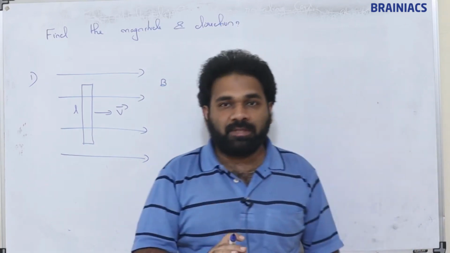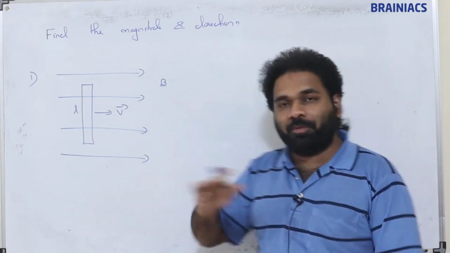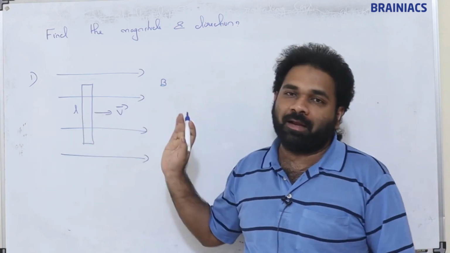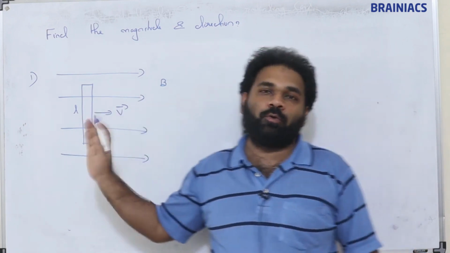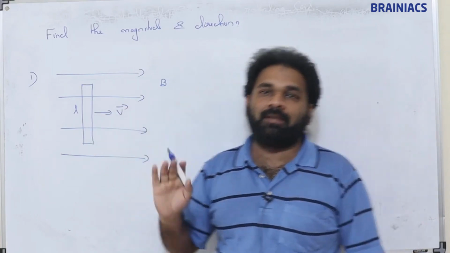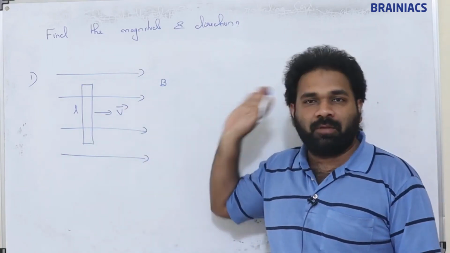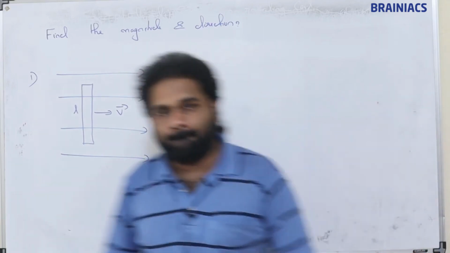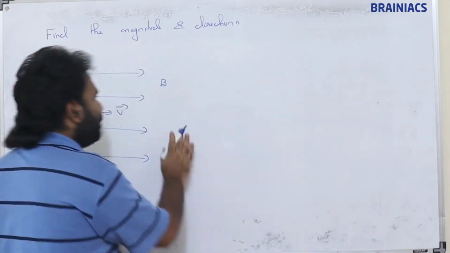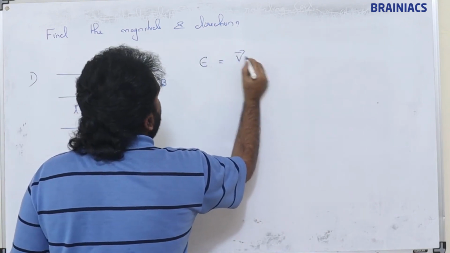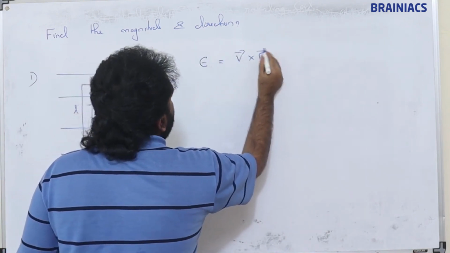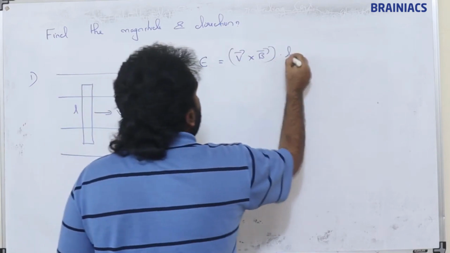Pause the screen. Not like the previous problem, I have not given every data. So pause the screen and please do this answer. Answer in terms of formula, just BLV means BLV, fine. Done? Clear?